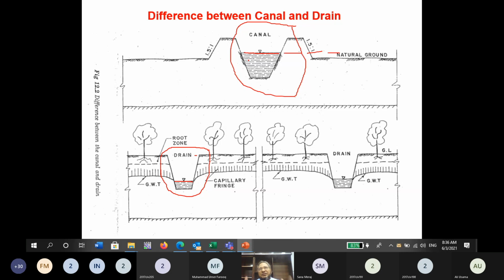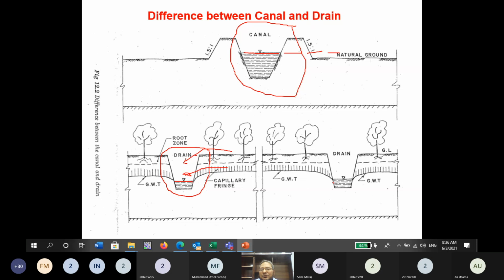They supply water to the adjoining lands for irrigation purpose. What is the purpose of the drain? To receive water, surface water as well as subsurface water, into this drain. What is the purpose? We want to lower down this water table. Now this is the groundwater table.